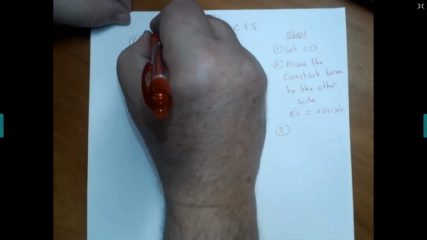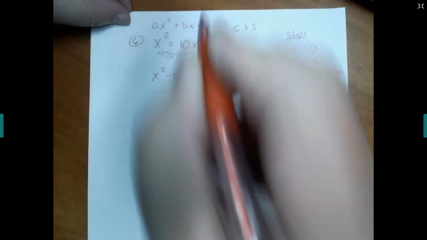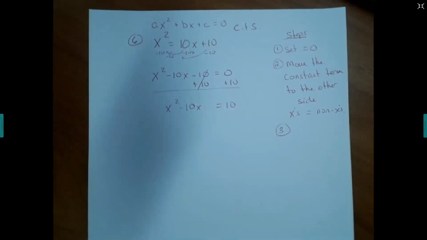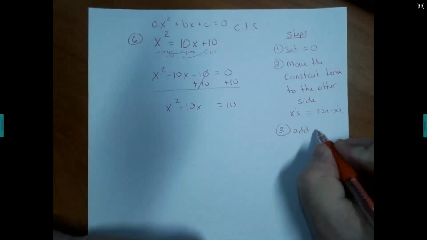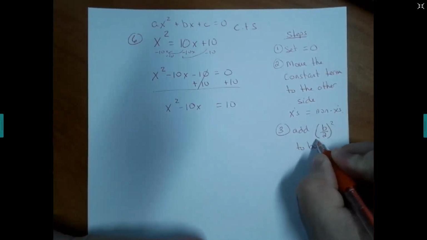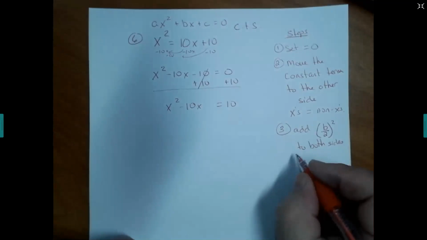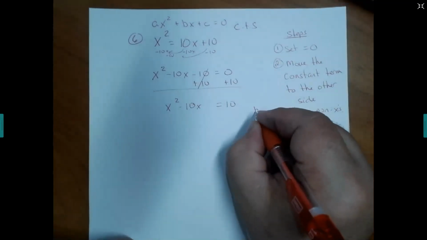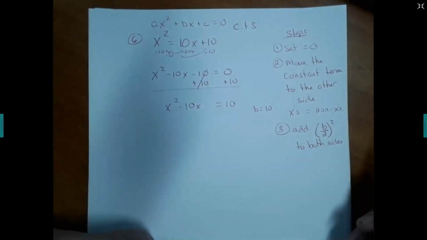Okay, remember, a quadratic equation has this form. This is important because you have to know where A, B, and C are. The third step is add B over 2 squared to both sides. What's our B in this example? 10. Don't worry about the sign because when you square it, it'll become positive. So just worry about the number.